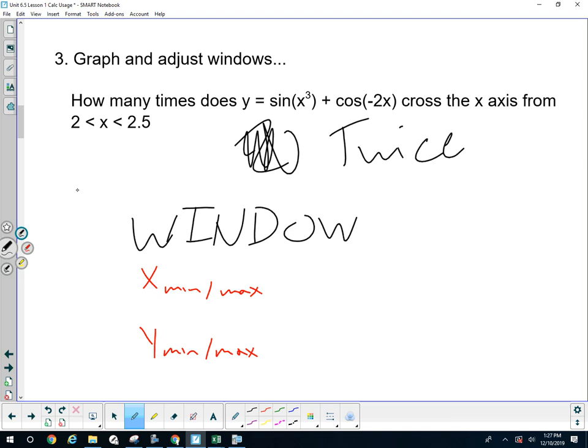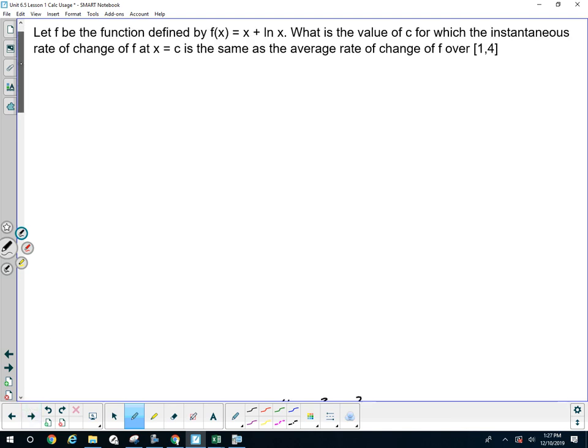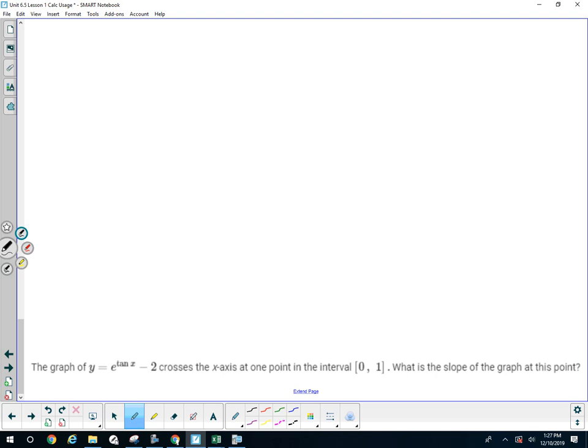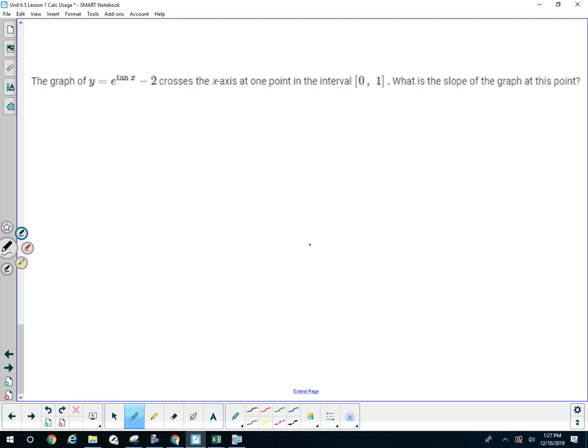All right. Now, let's go to the last example. I think the last example here does all 3 of those things; you have to be able to do all 3 of those things for this one simple example. Let's see if you guys can do it. E to the tan x minus 2 crosses the x-axis at one point between 0 and 1. What is the slope of the tangent at this point? In your notes, it's the last question.